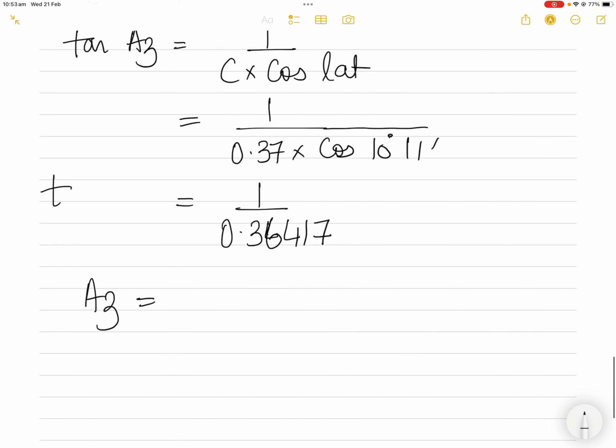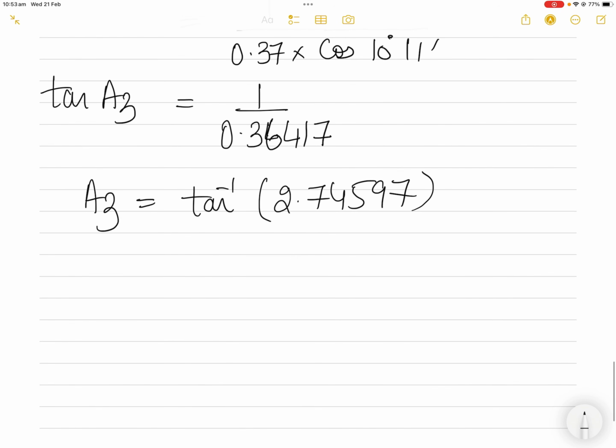Alright, so this is tan azimuth. So azimuth will be equal to tan inverse of 1 divided by 0.36417, which is 2.74597. What you will get is close to 70 degrees. We get 69.98 degrees. Now in the book, of course, the answer is 69.98 degrees. You can work with this, or I like to round it off.